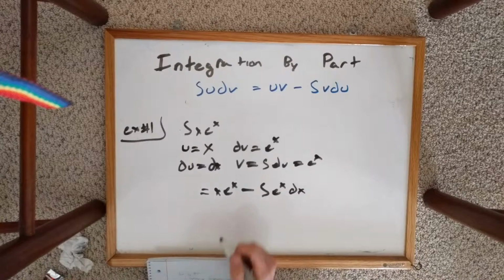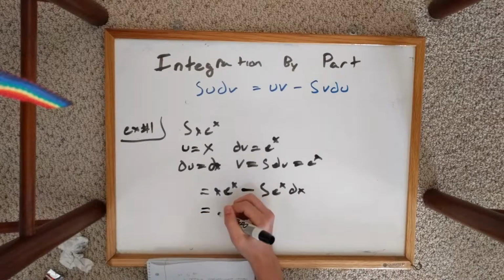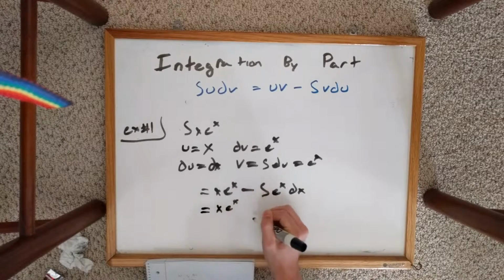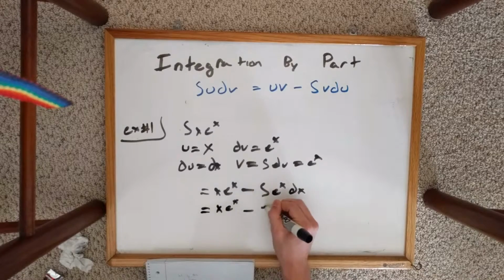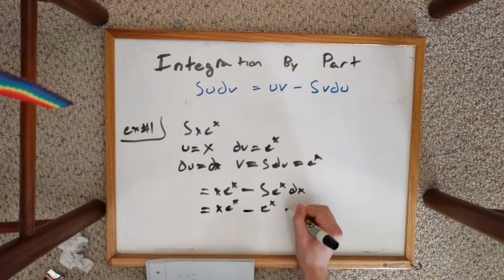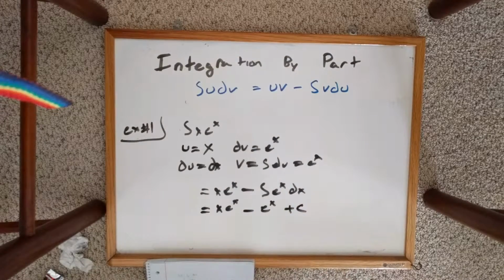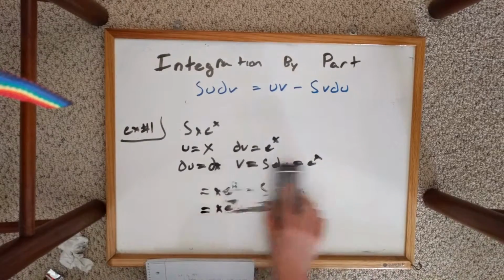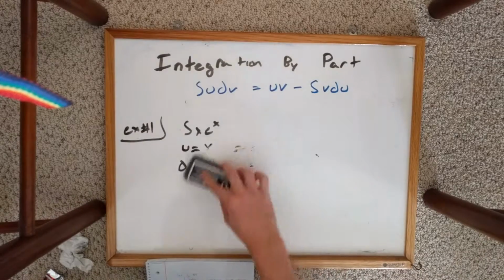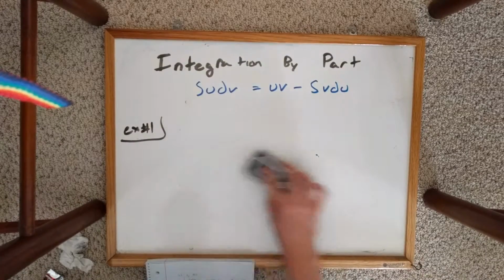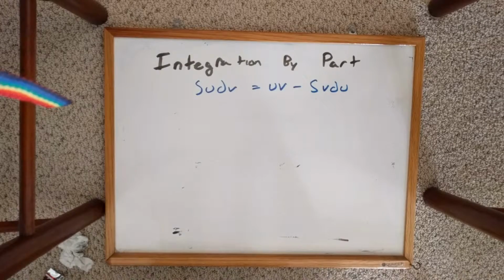That's a pretty simple integral to do, we all know that. So we know the final answer is going to be equal to x e to the x minus e to the x, and you have to remember your plus c. So that's just a very simple one. We're going to go into a little more depth. Next one is even trickier.